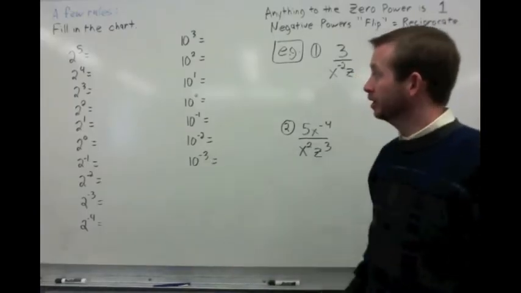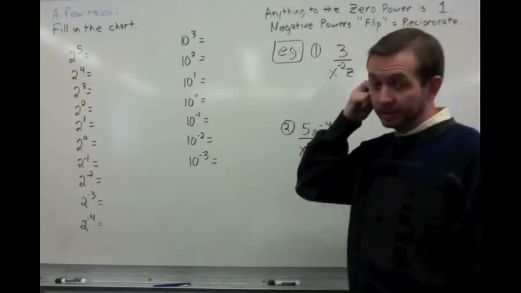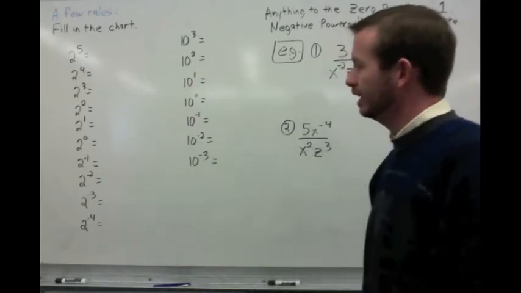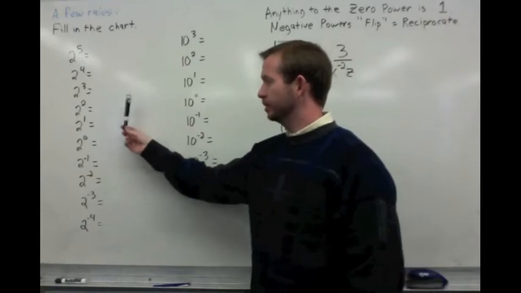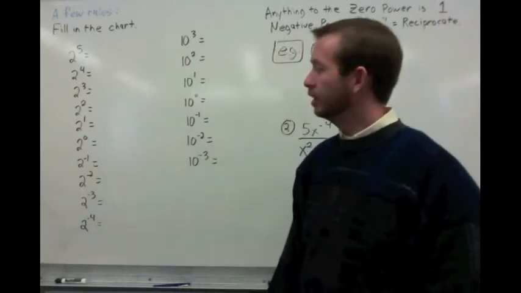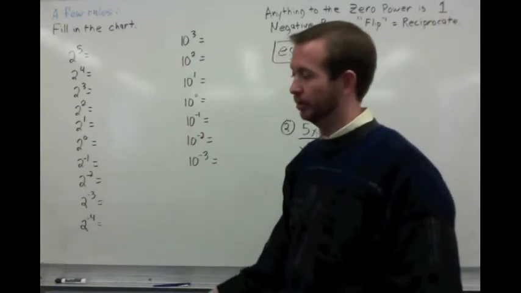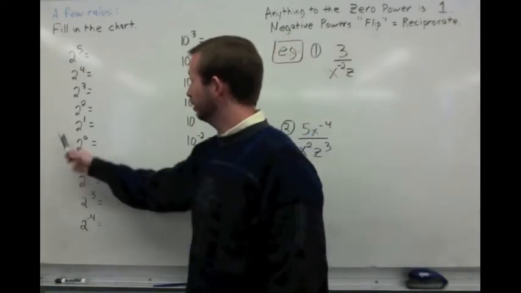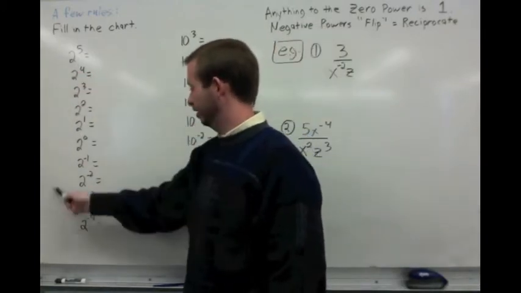All right, well, we're going to go ahead and pick up. Here are a few more things that you need to know in order to do your work correctly. We'll start by filling out this chart. I find that this is one of the most helpful things that students ever really go through. So this is a whole bunch of exponents in a row on the same base, right? 2, and I went from the 5th power all the way down to the negative 4th power.